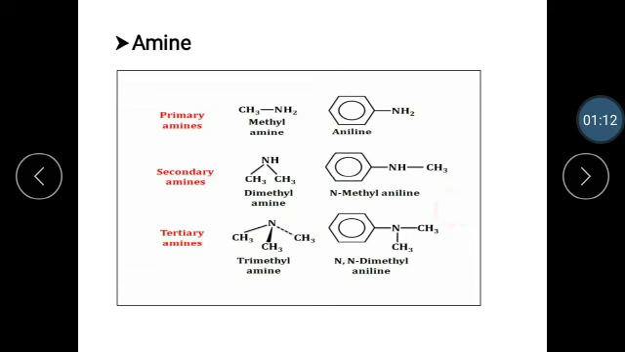The next one is tertiary amine. When all three hydrogen atoms are replaced by alkyl or aryl substituents, tertiary amine is formed. It is generally represented as R3N. Examples for tertiary amines are trimethylamine and N,N-dimethylaniline.